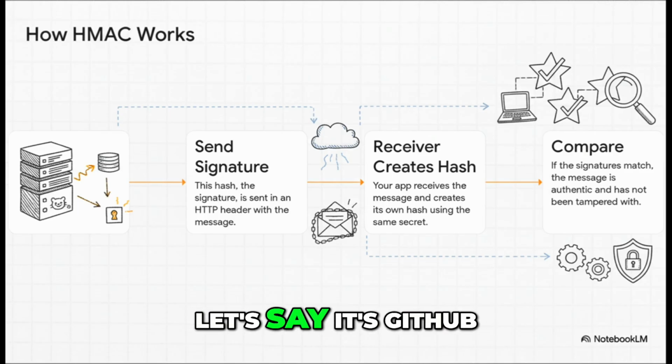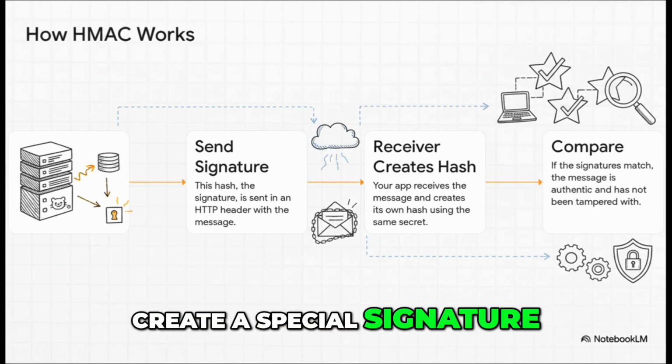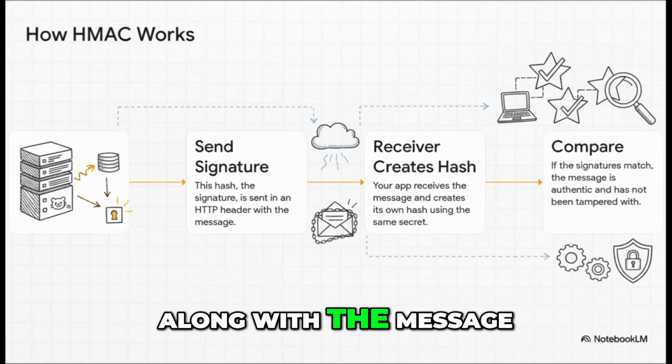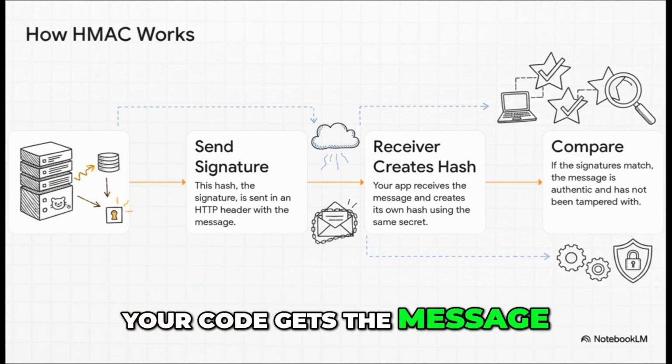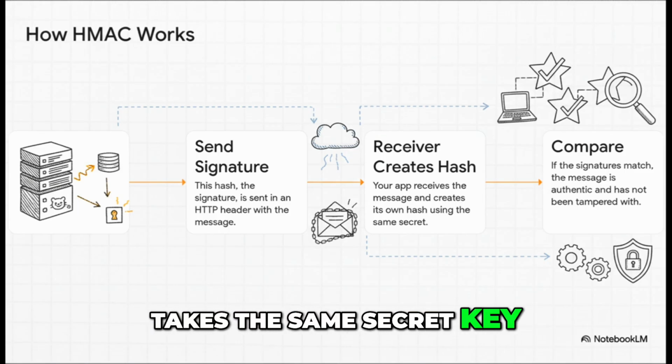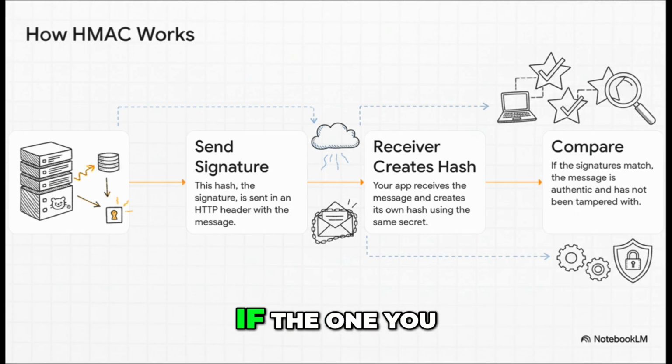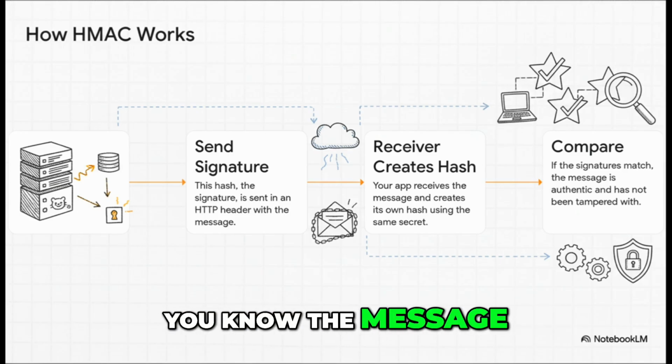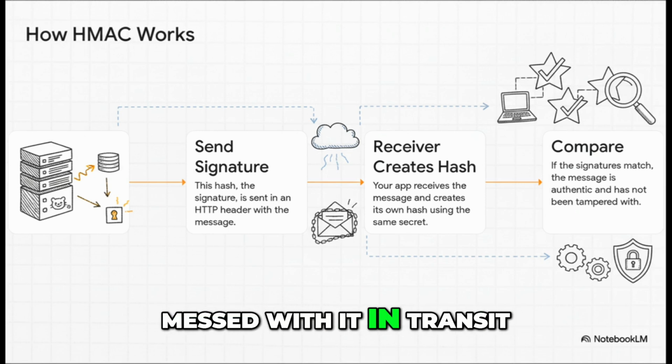And here's exactly how that secret handshake works. The sender, let's say it's GitHub, takes the message and that secret key to create a special signature. It sends that signature along with the message in a header. Your code gets the message, takes the same secret key, and calculates its own signature. If the one you made matches the one GitHub sent you, bam! You know the message is authentic and nobody messed with it in transit.